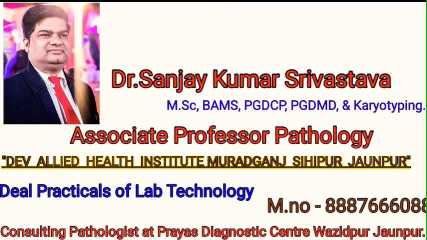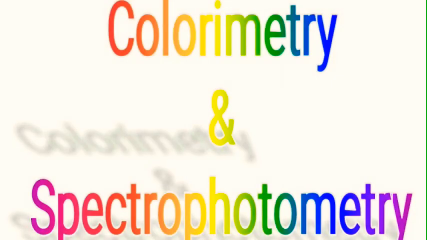Previously I discussed the microscope, and today I am going to teach you colorimetry and spectrophotometry. These two instruments are used to measure the colored compound of the biochemical solutions obtained from the endpoint reactions. How does it work?